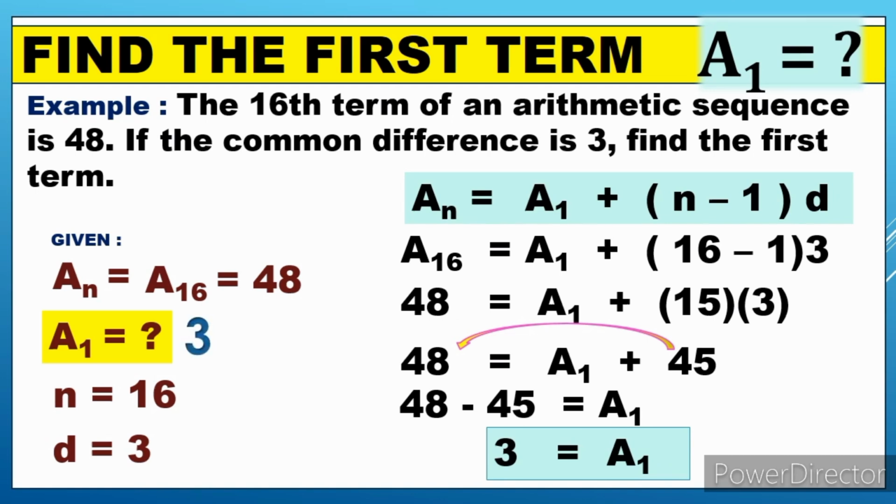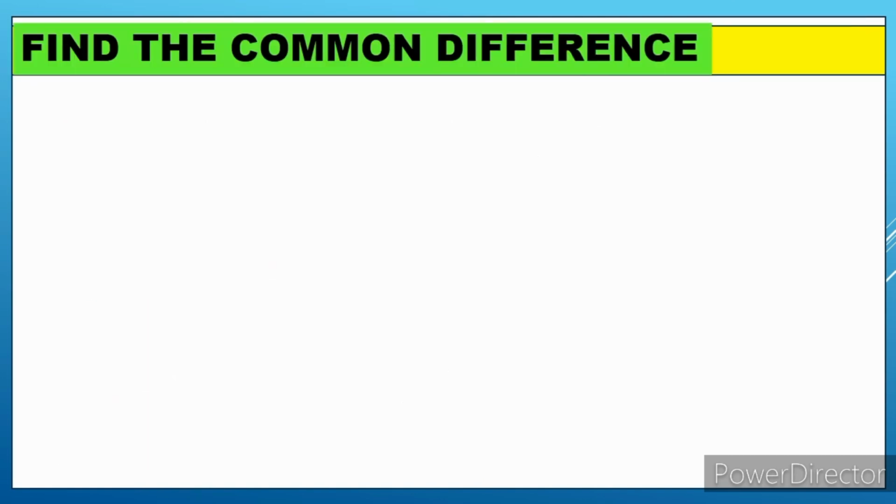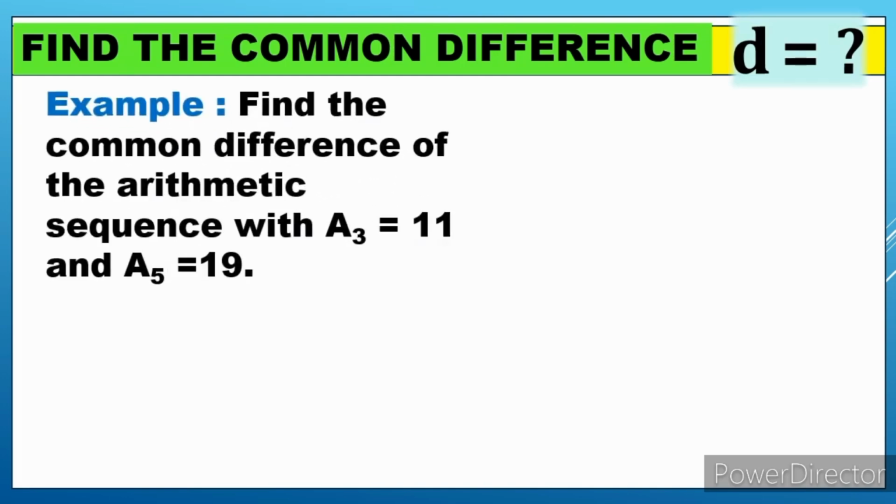Okay, now let's solve the next objective, to find the common difference, which is d. And we have an example. Find the common difference of the arithmetic sequence with a sub 3 equals 11 and a sub 5 equals 19. So we have to find the common difference of the sequence.